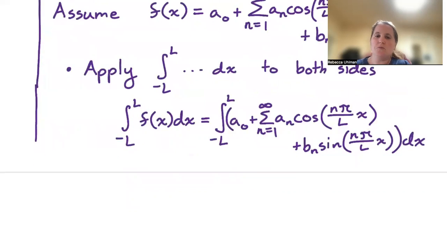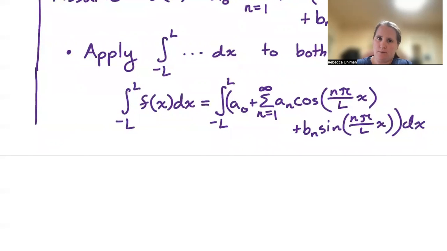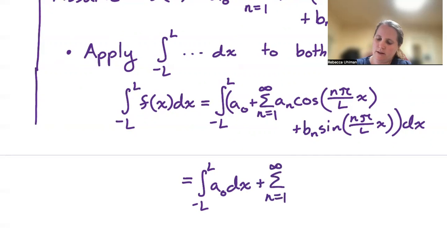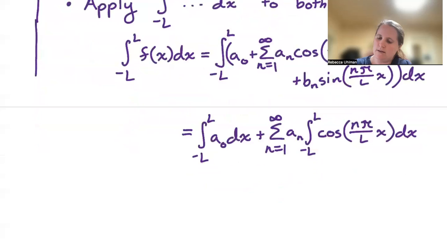We're going to apply a little sort of theory here that we haven't seen. We're essentially going to toss that integral inside of our summation. This is the integral from negative L to L of a naught dx plus the sum from n equals 1 to infinity of a sub n times the integral from negative L to L cosine of n pi over L x dx plus b sub n times the integral from negative L to L sine of n pi over L x dx.